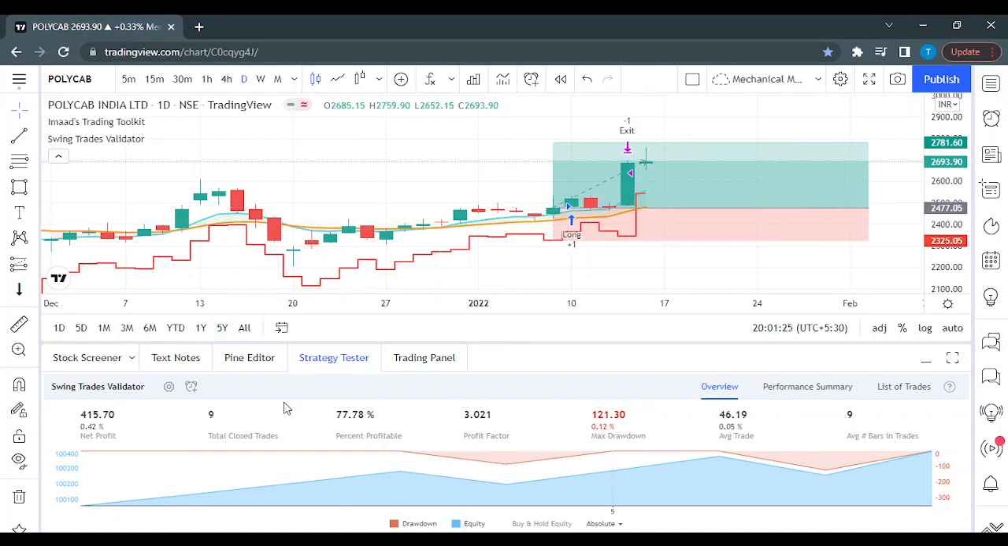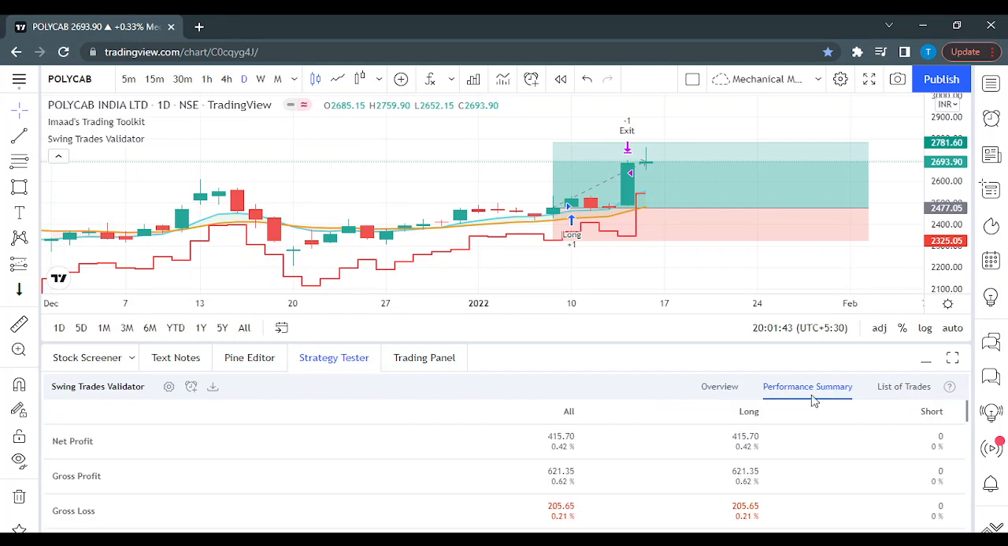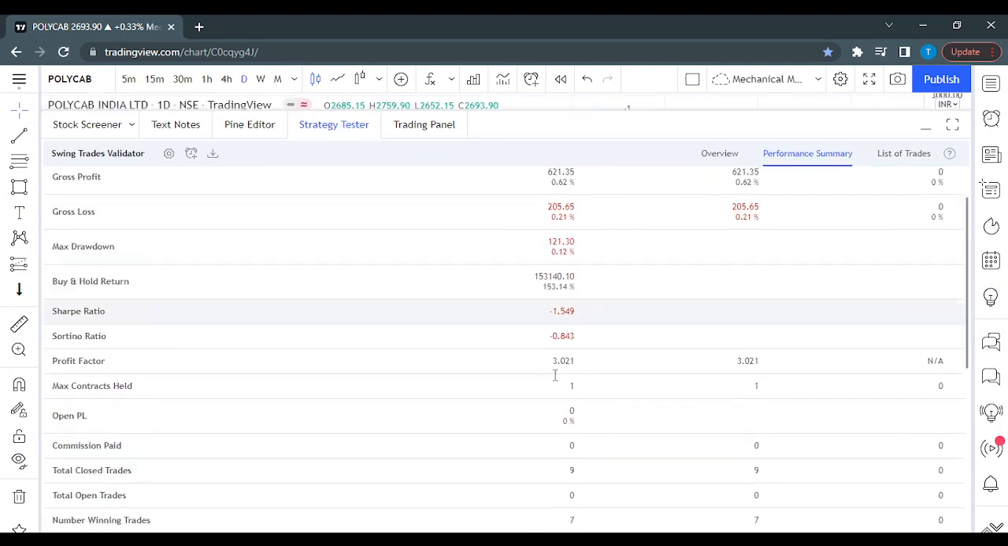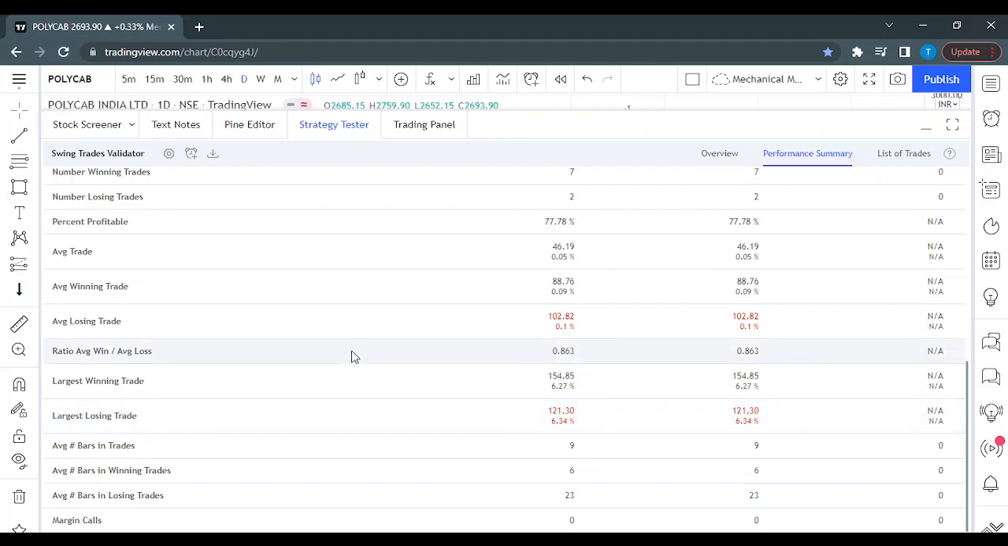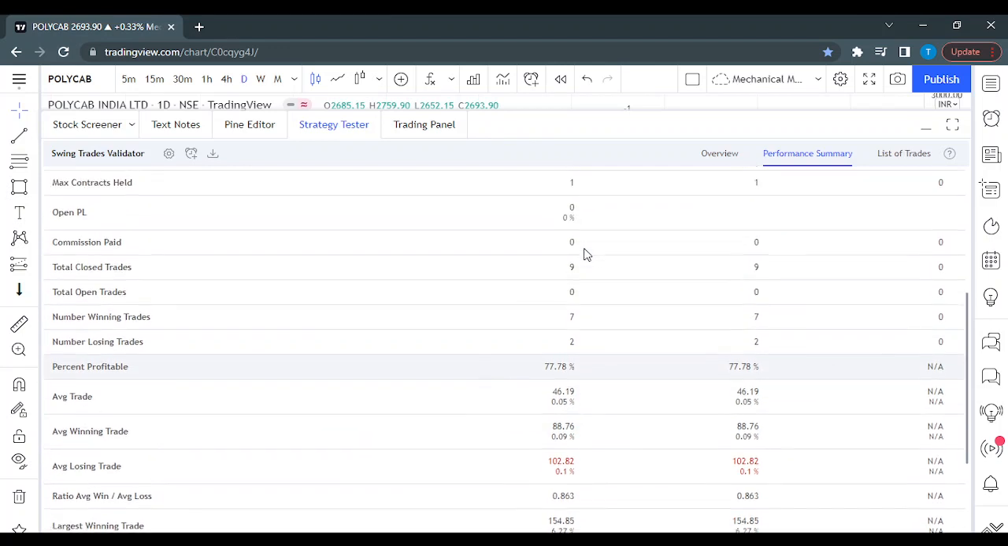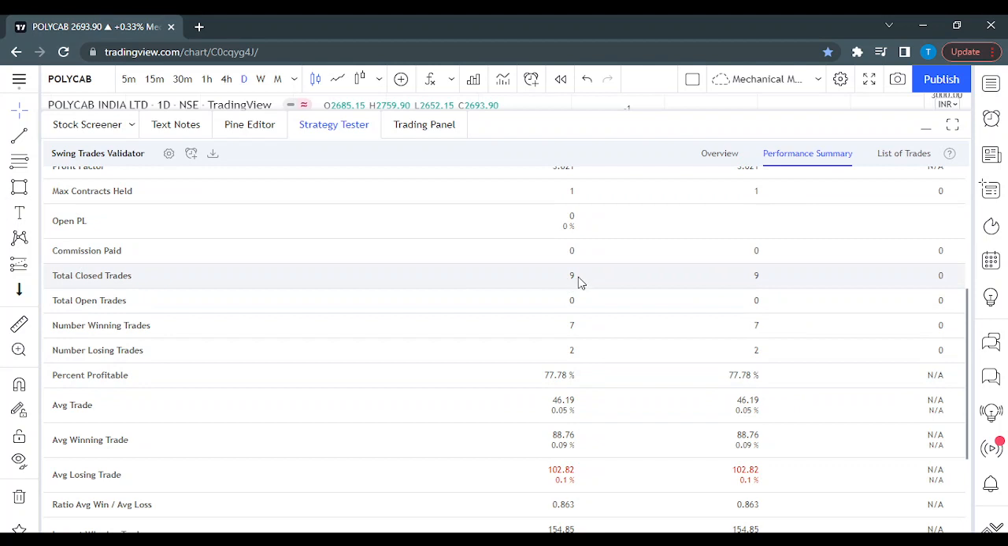The strategy tests the same setup, the trades that have been taken on this particular setup over a period of time historically. Let's see these trades, right? There were 9 trades that were taken, and out of that, 77% of these trades were profitable. And let's see the performance summary. Out of the 9 trades that were taken, all of them are closed. There is no running trade on this strategy. There were 7 winning trades and only 2 losing trades, right?